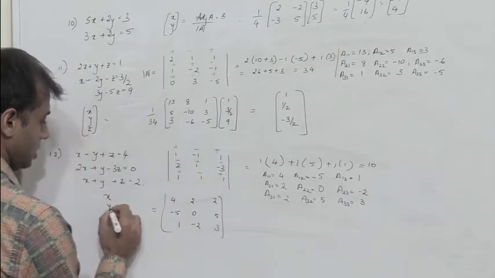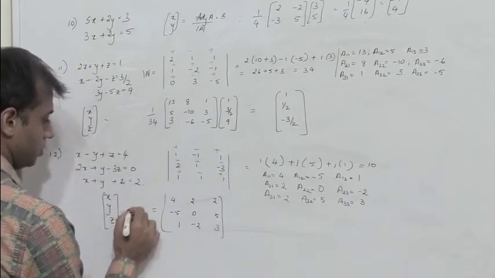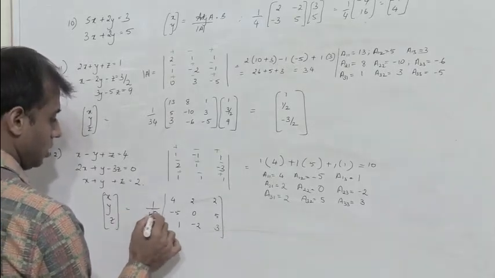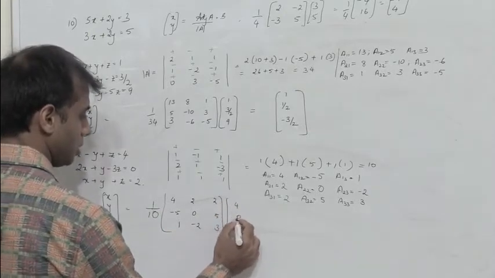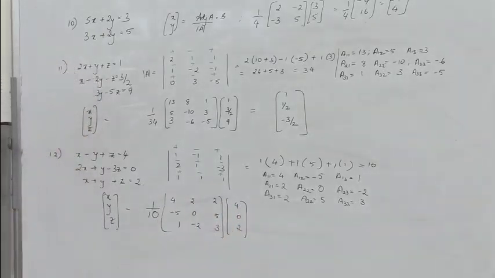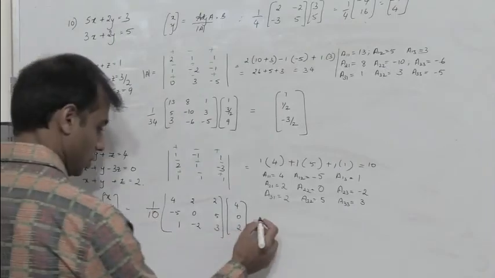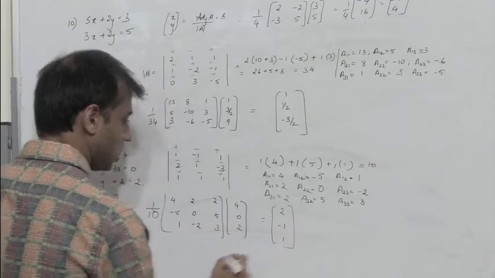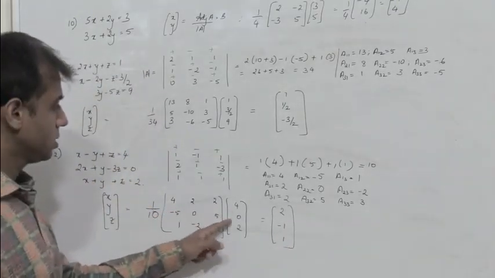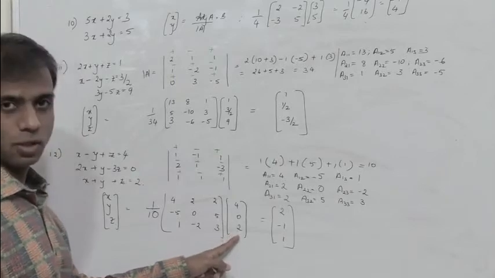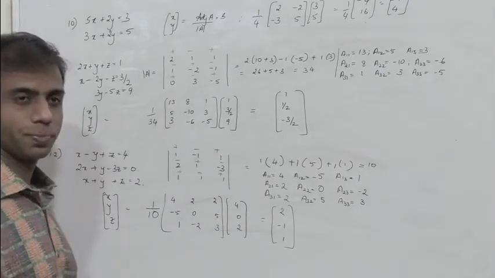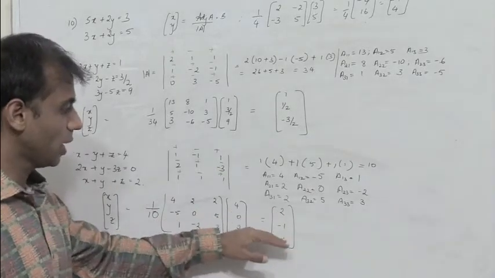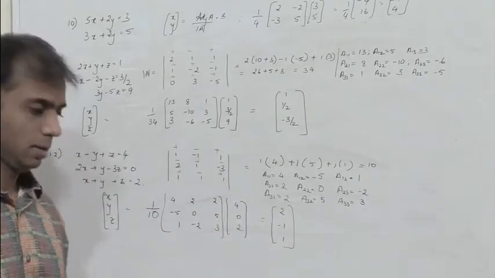So x, y and z is equal to adjoint A into 1 by determinant A, which is 10, and then we need to multiply it with B, which is 4, 0 and 2. So when I multiply them, we get 2, minus 1 and 1. Please do multiply. So we get 16 plus 0 plus 4, so 16 plus 4 is 20, by 10 is 2. Okay, so multiply the two matrices, divide by 10, and we get the values of x, y, z as 2, minus 1 and 1.